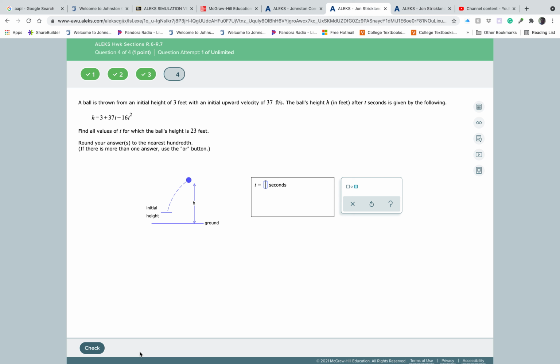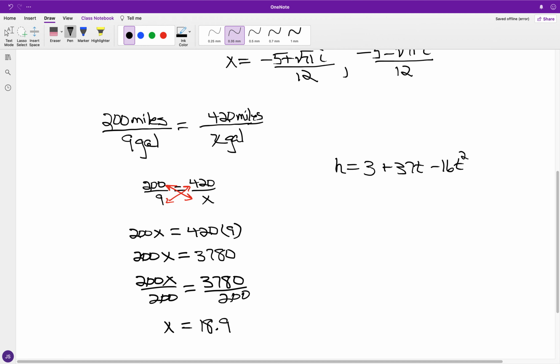And we have with this problem a ball that is thrown from an initial height of 3 feet with an initial upward velocity of 37 feet per second. It says here that the ball's height in feet after t seconds is given by the following formula, and to find all values of t for which the ball's height is going to be at 23 feet. So we're looking at the time for which the value of h is going to be at 23 feet.